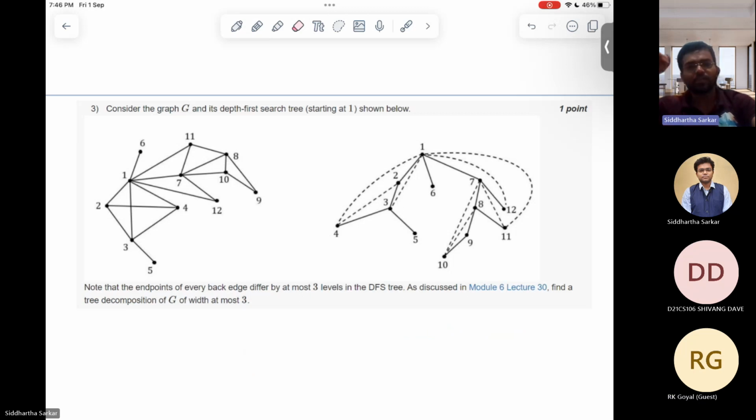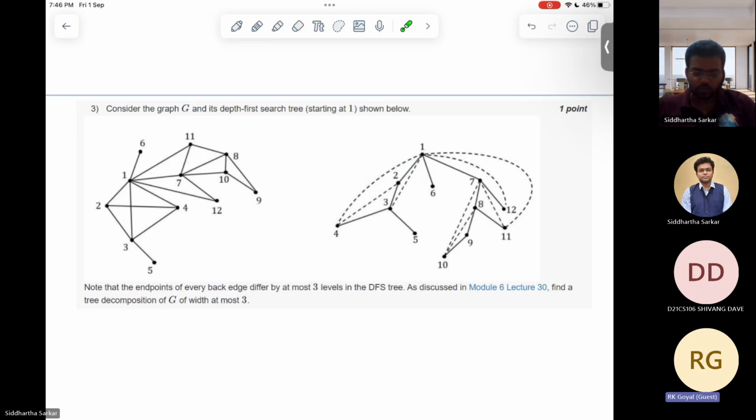This is an example. It is a very nice example. This is showing that once you find the DFS tree, the depth first search tree for this graph, then there is a very simple way in which you can also find a tree decomposition. And in the tree decomposition, the tree width is bounded by 3. And why 3? Because in this DFS tree, the back edges are not having large jumps. Jump in the sense, when I say jump, 4 is having a back edge to 1. So there's a jump of 3 vertices.